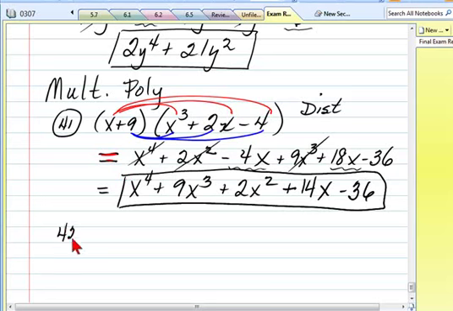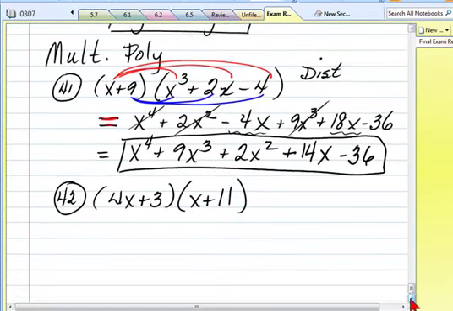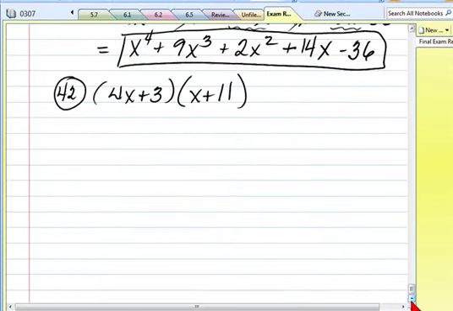42. I have 4x plus 3 times x plus 11. What kind of multiplication do you think I'll use on number 42? I will use FOIL because it is binomials.